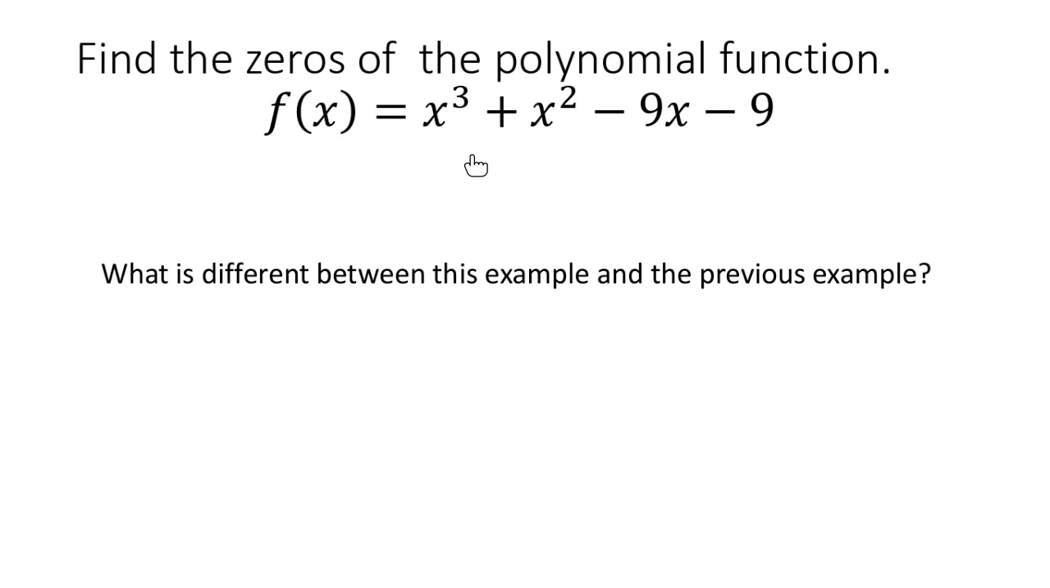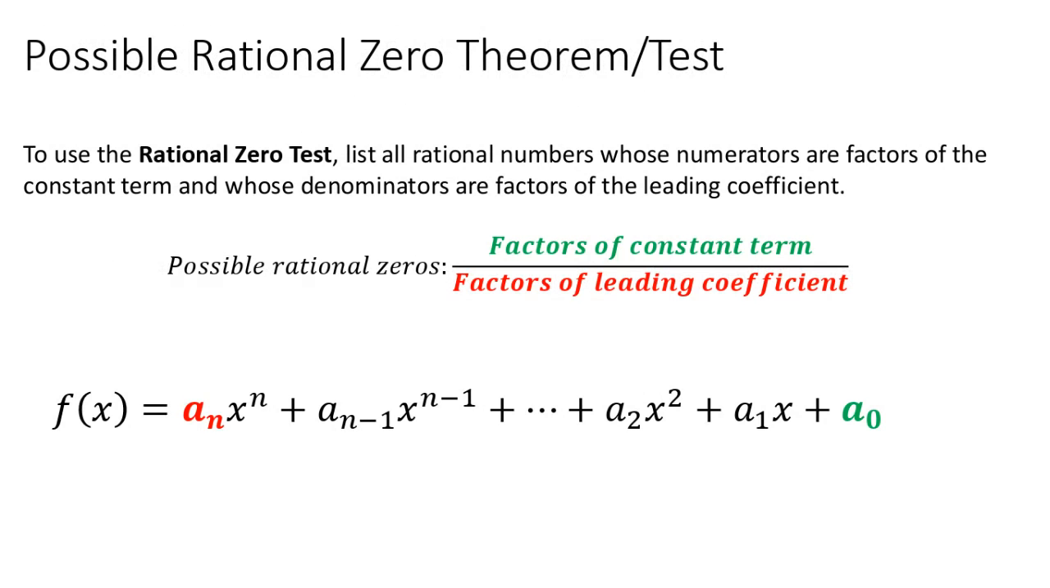So how can I start? Well, we could just pick any number in the world and begin doing synthetic division. But if we did that, how many numbers exist? It's an infinite amount of numbers. So we need something to narrow our choices down. And that's where the possible rational zero theorem comes in. And some books call it the possible rational zero test, and some call it a theorem. So either way, it's the same. Our textbook calls it a test.